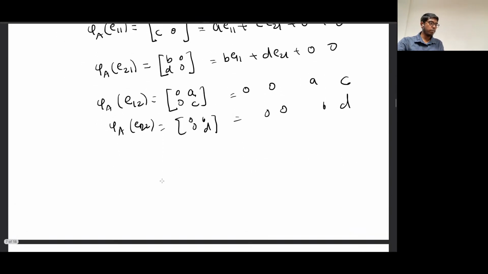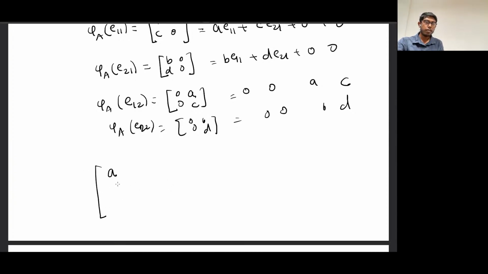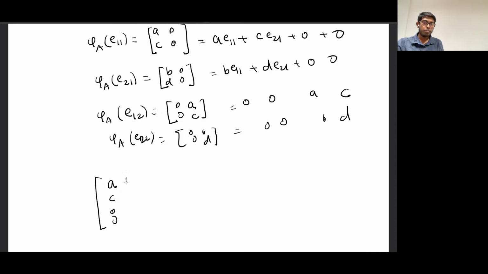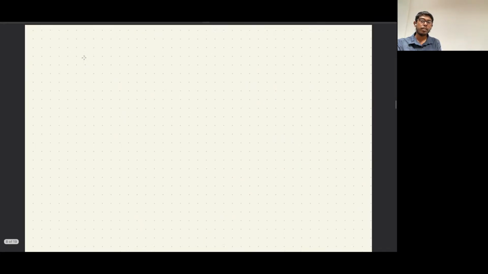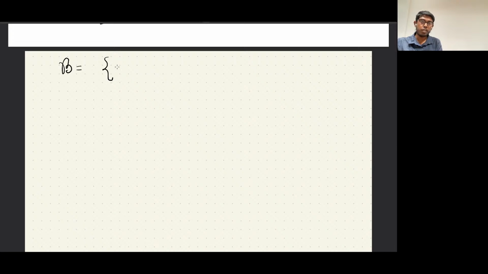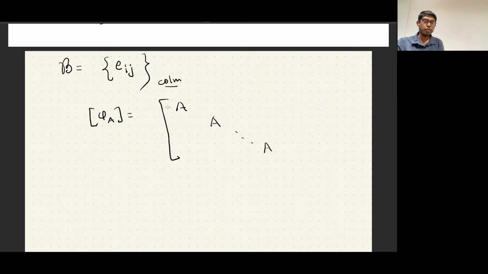So what is the matrix of this linear transformation? It is A, C, 0, 0, B, D, 0, 0, 0, 0, A, C, and 0, 0, B, D. If you choose the basis as I have chosen, or if I choose my basis to be E_ij, varying i first and then j, column-wise, then the matrix corresponding to phi A will be block diagonal with A, A, A.